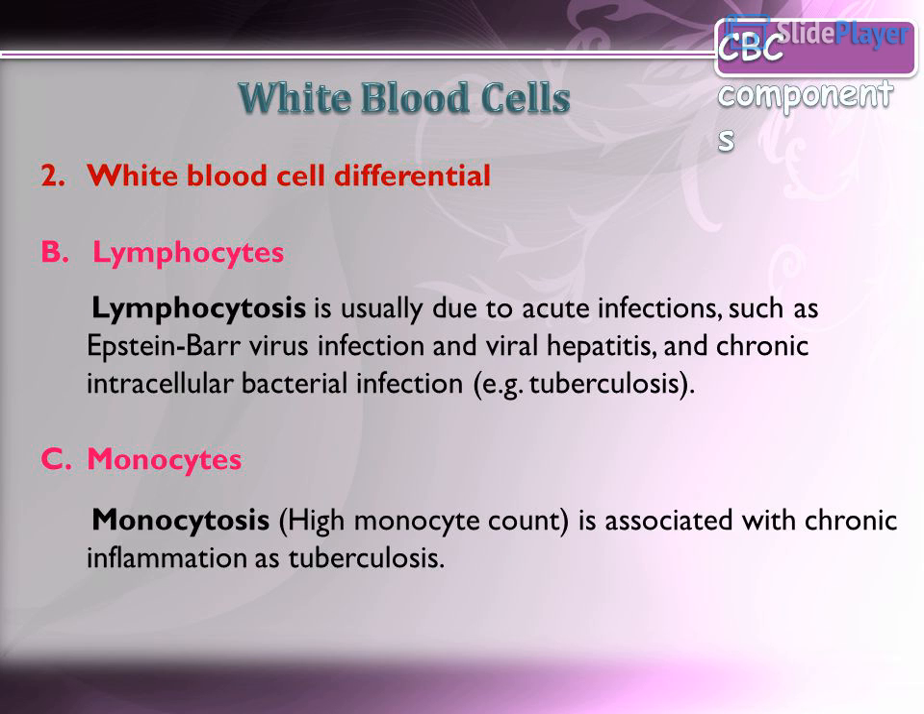White blood cells, CBC components. White blood cell differential. B. Lymphocytes. Lymphocytosis is usually due to acute infections, such as Epstein-Barr virus infection and viral hepatitis, and chronic intracellular bacterial infection, for example tuberculosis. Monocytes. Monocytosis, a high monocyte count, is associated with chronic inflammation such as tuberculosis.